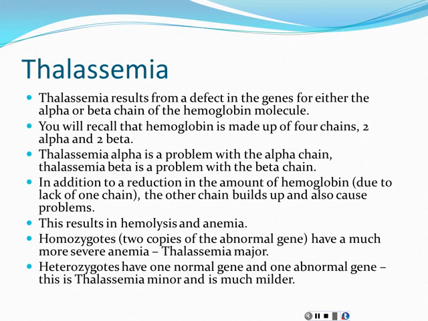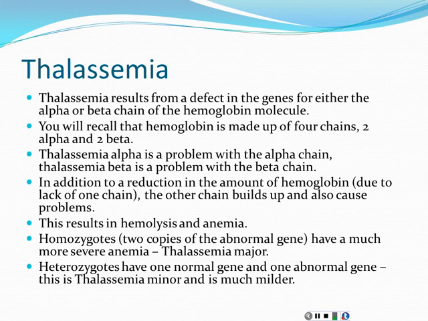So with thalassemia, there's thalassemia major and thalassemia minor. Thalassemia minor is the heterozygous condition. In other words, you have a good gene and an abnormal gene.